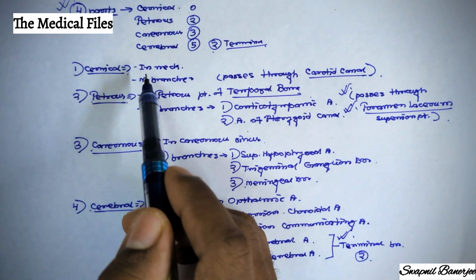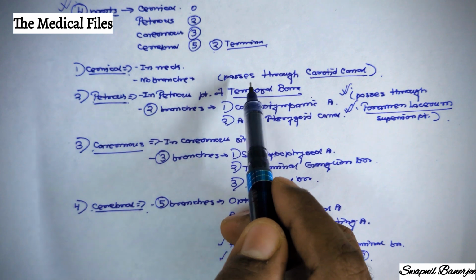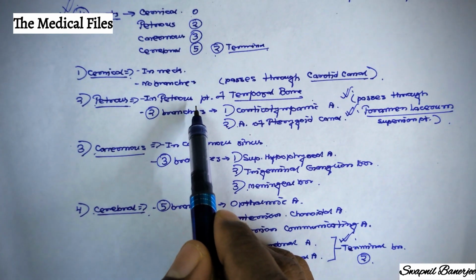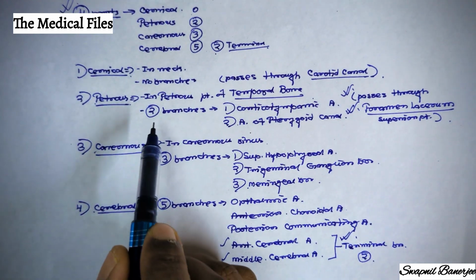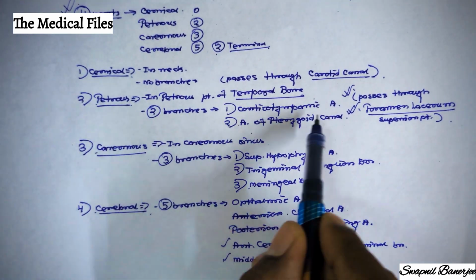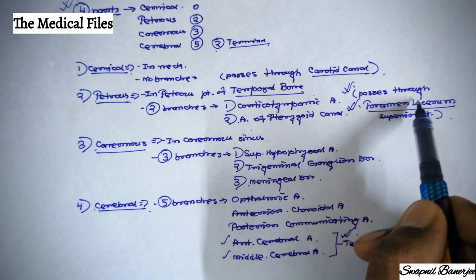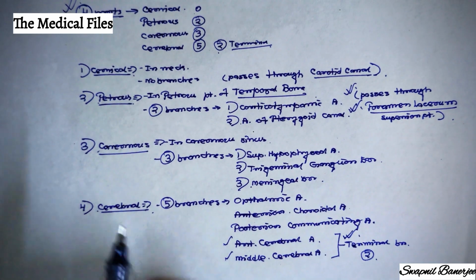As I have already said, it is passing through the neck and gives no branches. You'll also have to remember that it passes through the carotid canal. Now in the petrous part, it is passing through the petrous part of the temporal bone, as we can already understand from its name. It gives 2 branches. The first one is the corticotympanic artery and the second one is the artery of the pterygoid canal. It passes through the foramen lacerum, the superior part. This is very important, so you'll have to remember this.